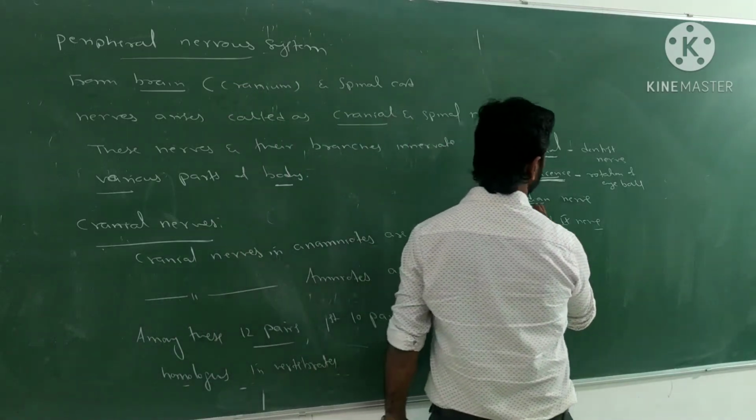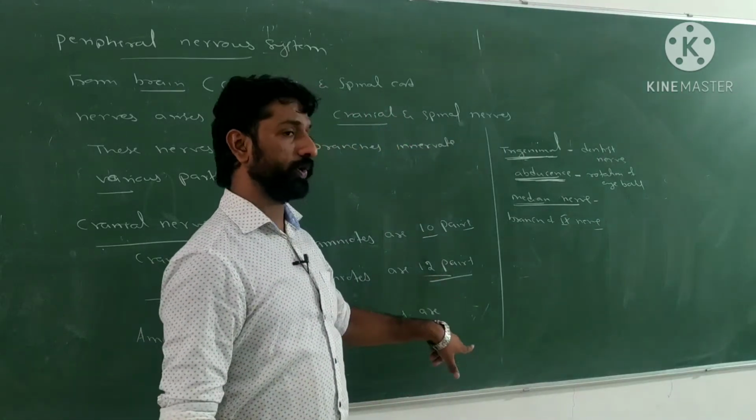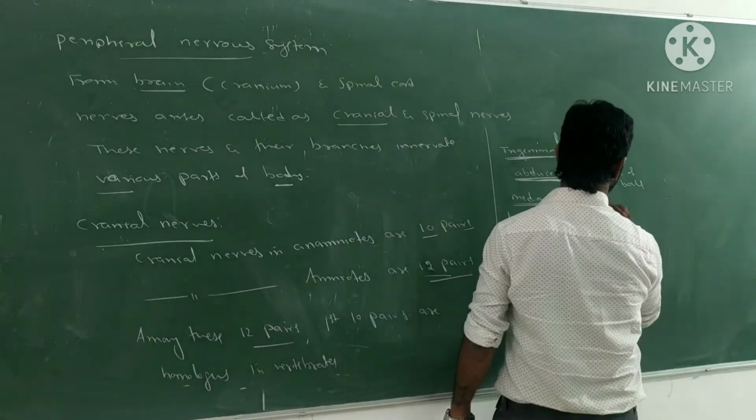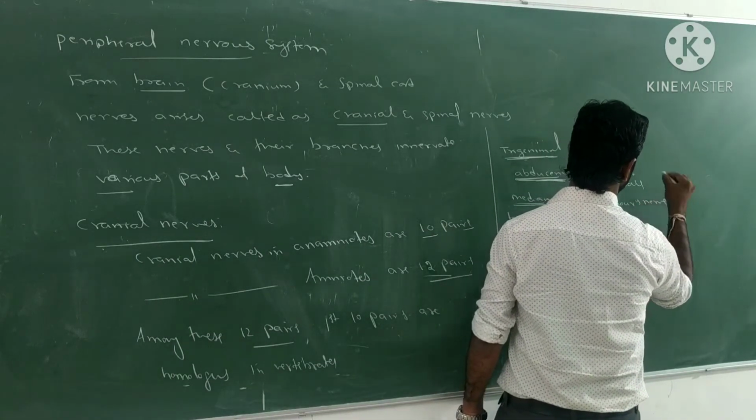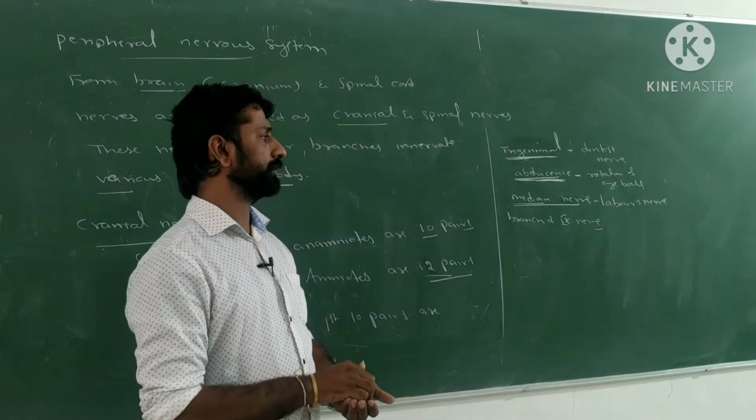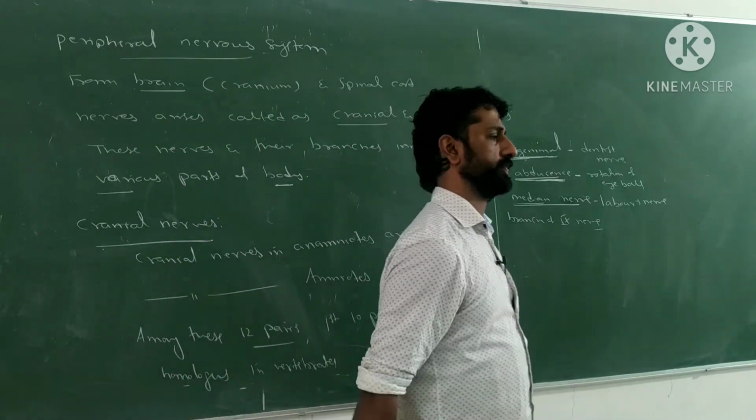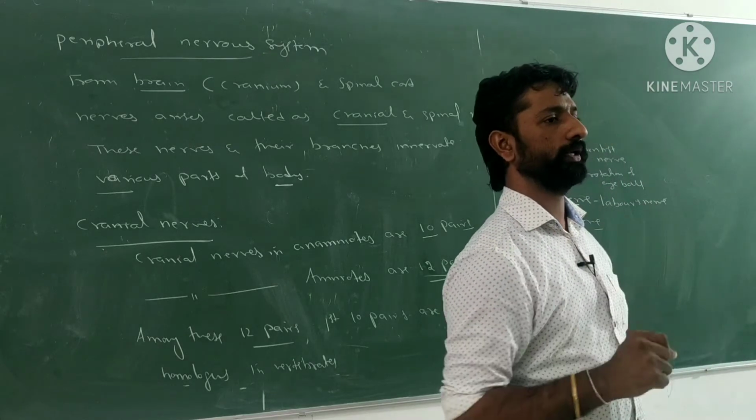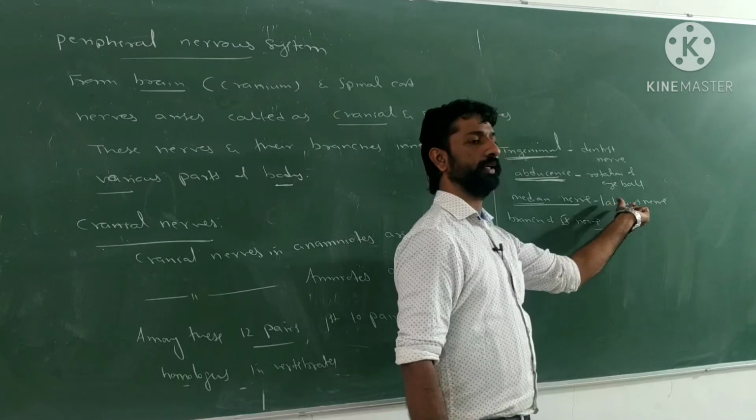Next, the median nerve. This median nerve is also called the Labourer's nerve. Why is it called the Labourer's nerve? Because it mainly controls the hard or strong functions that can be carried out with the hands. That is under the control of this median nerve. So it is called the Labourer's nerve.